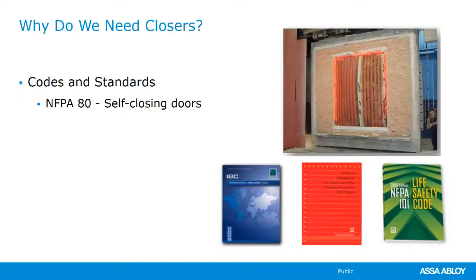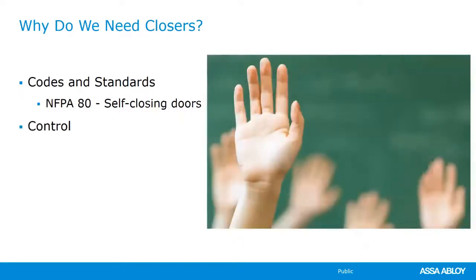And then also the Americans with Disabilities Act, ADA, again, you could potentially use spring hinges to satisfy that. We'll talk about that in a little bit. But again, door closers really give us that control that you don't have with a spring hinge. So on that, we need door closers for control.